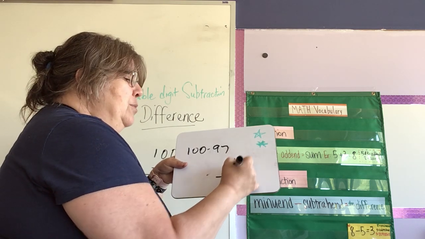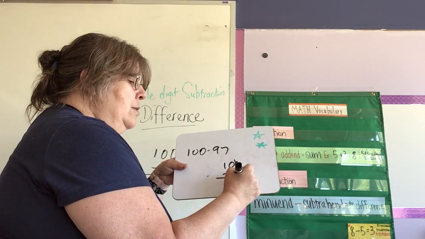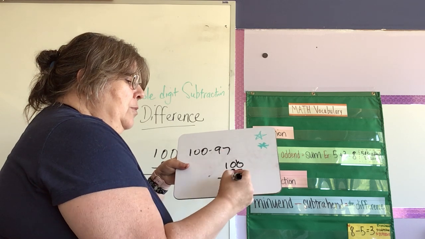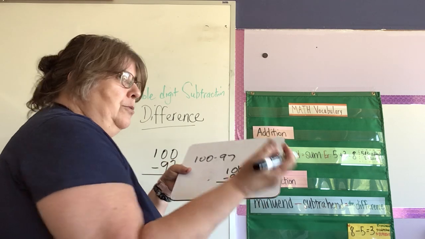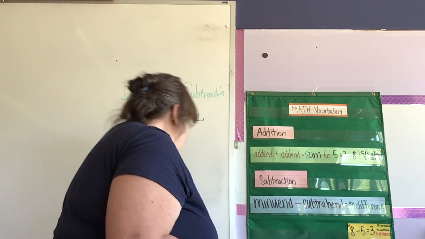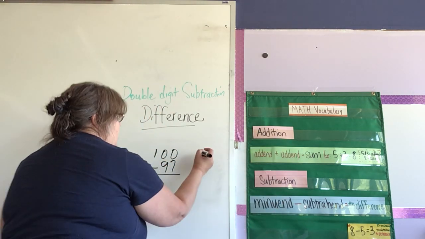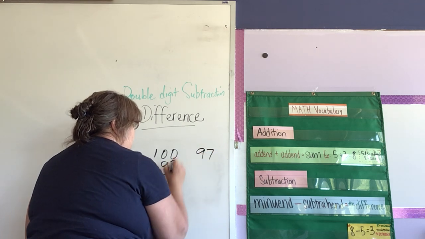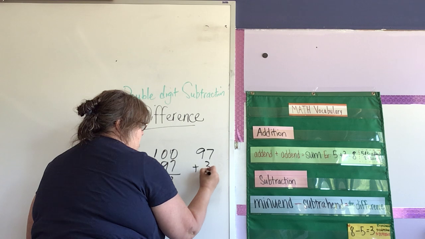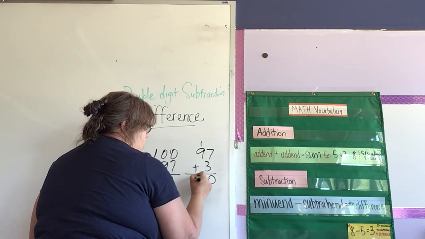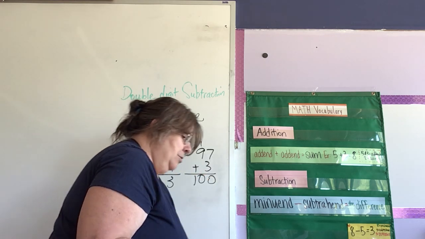I see lots of people putting their 1 in their 1. Putting your 1 in your 1. 10 from 10 is nothing, so 3. All right, next, and then let's just double check. 97. Shouldn't do it that way, but plus 3. 0, carry the 1, gives us 100.